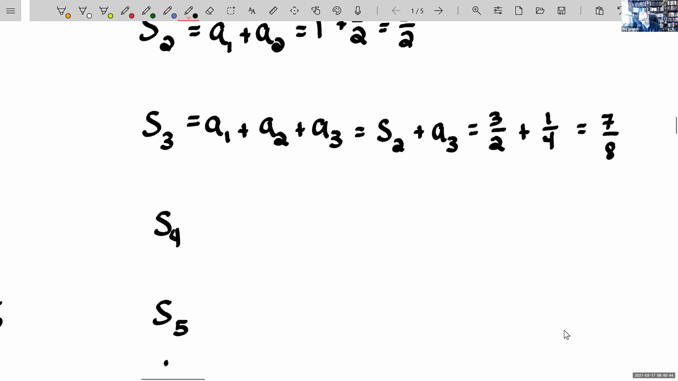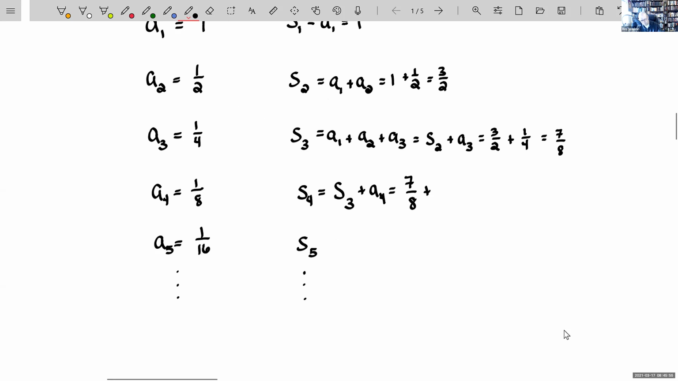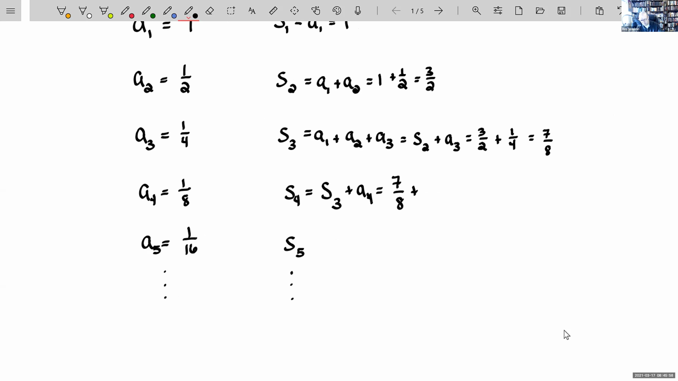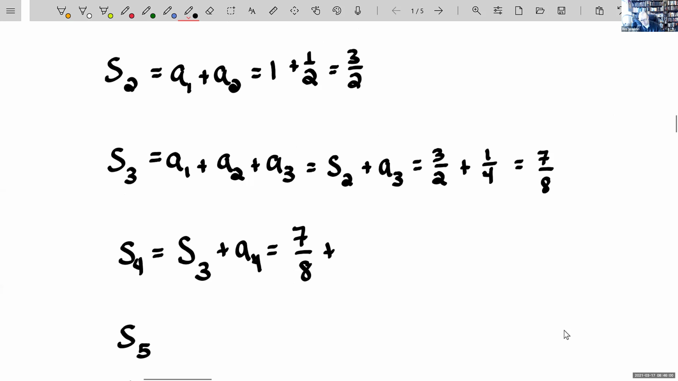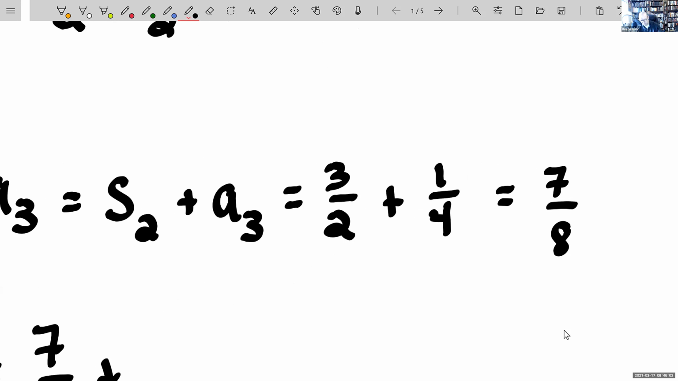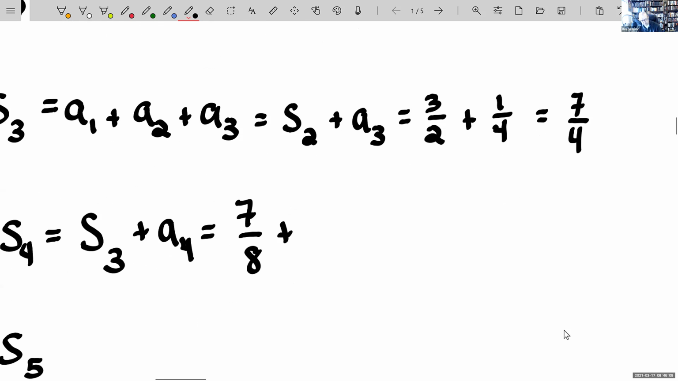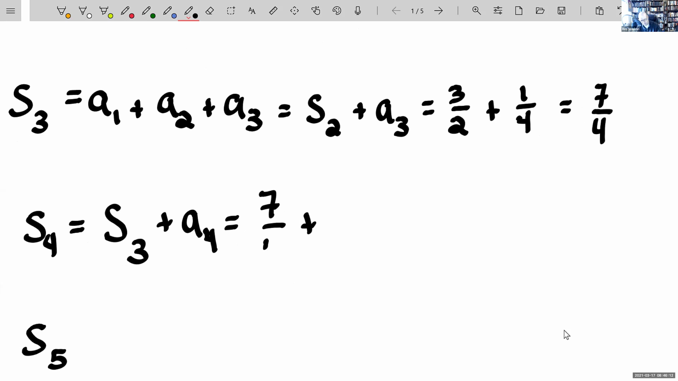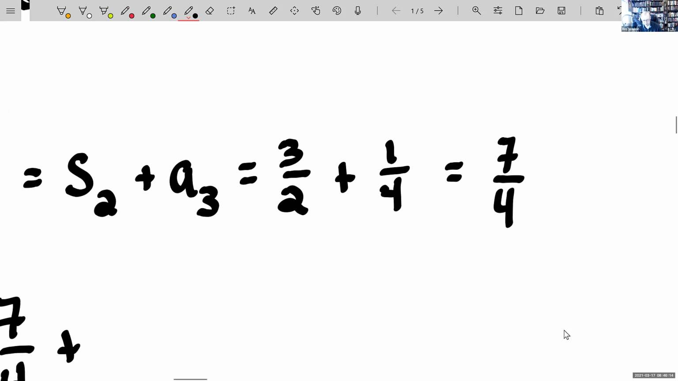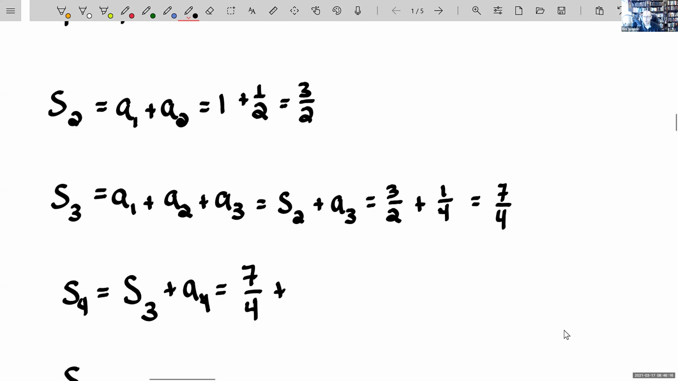S sub 4 is S sub 3, the sum of the first three, plus the fourth. So that's 7/8 plus the fourth term in our sequence, which is 1/8. Wait. Hold on, that's wrong. That's 7/4. Sorry about that. Let me just double check. Yes, 7/4. Sorry about that.